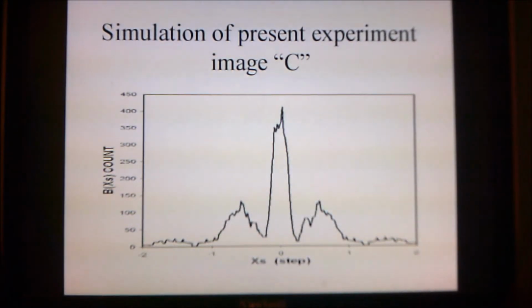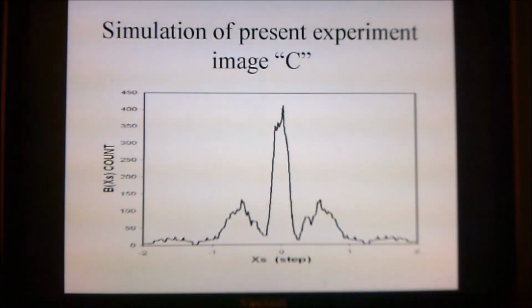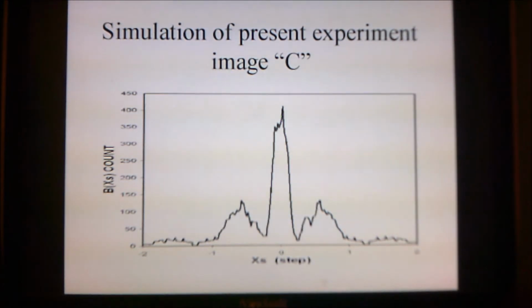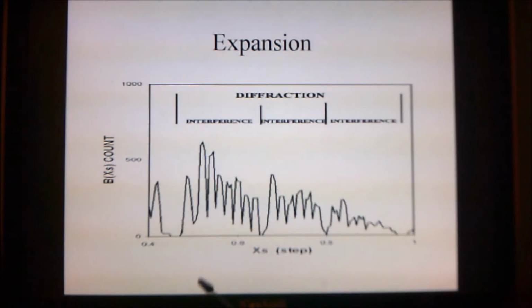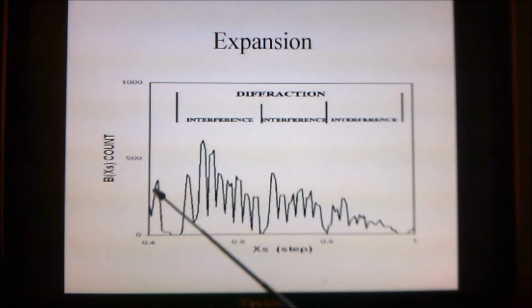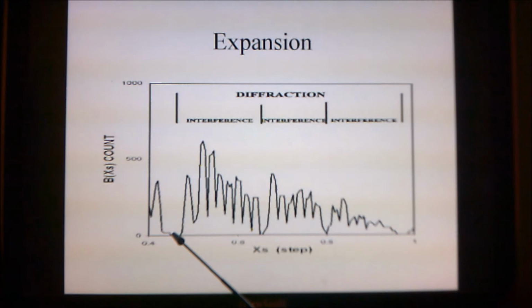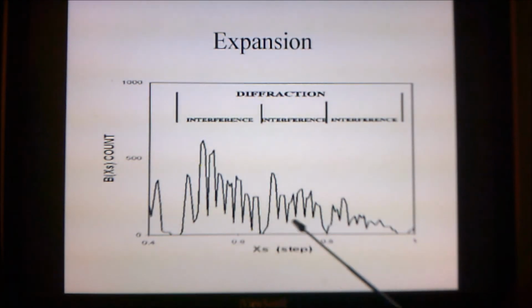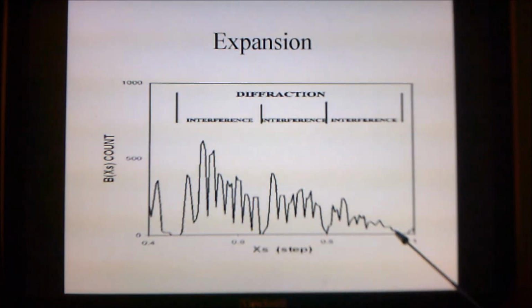This is the simulation of the present experiment, and this then is image C that we saw before. So here you see the peak, here you see the secondary maxima and minima. Now, what we're going to look at next is this part of this image, just to show you these little squiggles, what they are. And this is it. This then is the big peak over here. That's the first minima.